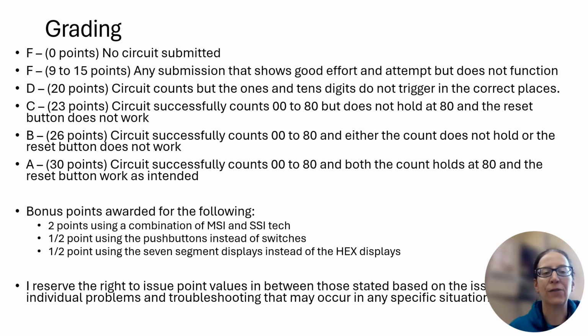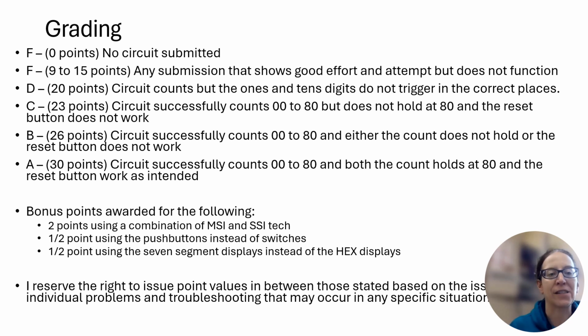Anywhere from 9 to 15 points: any submission that shows good effort and attempt, but basically your circuit does not function. So 9 points is, I think, a 30% up to a 50%. If you have something that shows good effort, but honestly it just doesn't do what it's supposed to, you're getting bizarro stuff on your displays, there's no order to it. But I know you sat in my class and you did try to do this assignment.